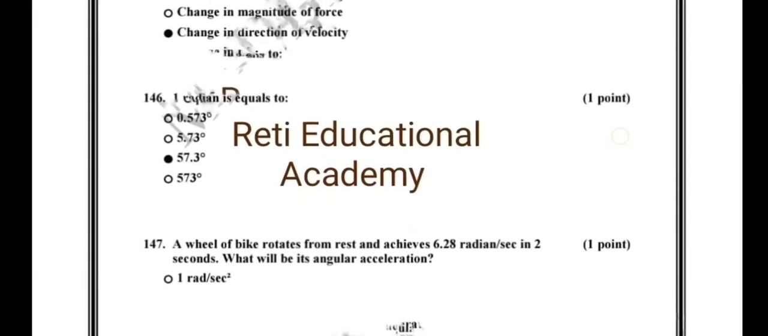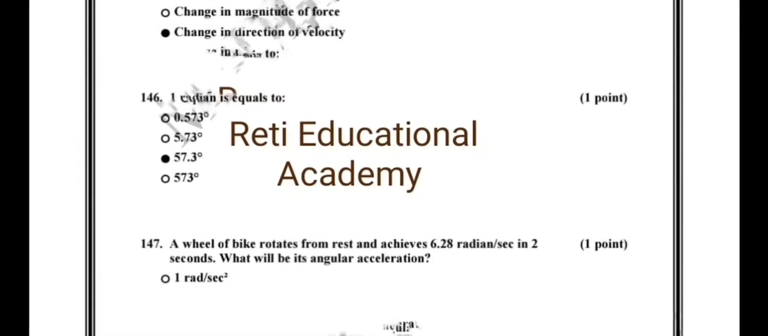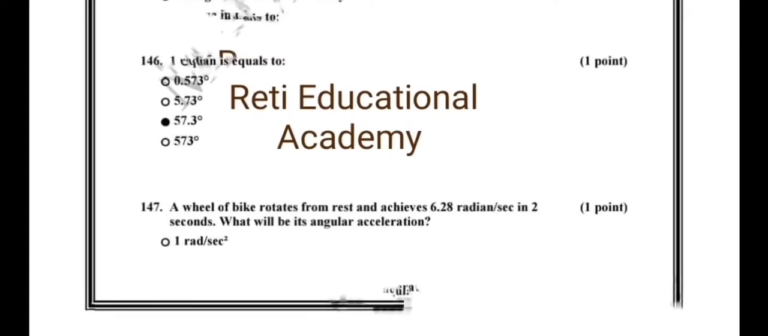Question number 146. 1 radian is equal to 57.3 degree. Question number 147. A wheel of bike rotates from rest and achieves 6.28 radians per second in 2 seconds. What will be its angular acceleration?